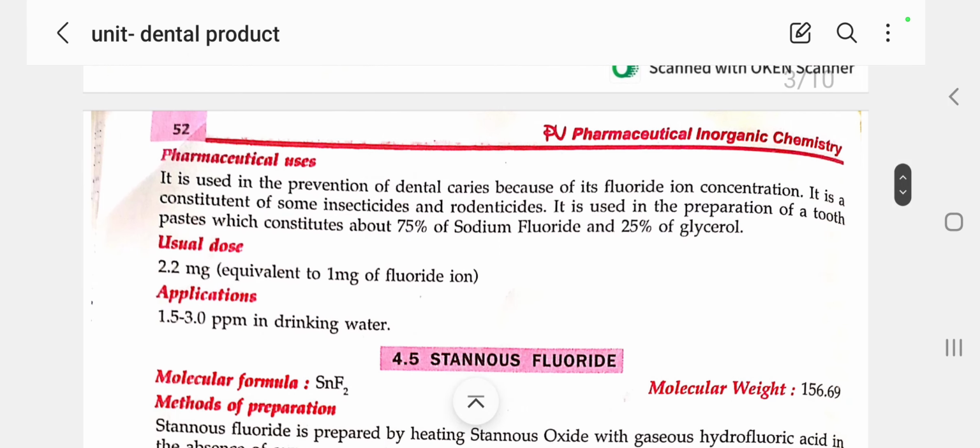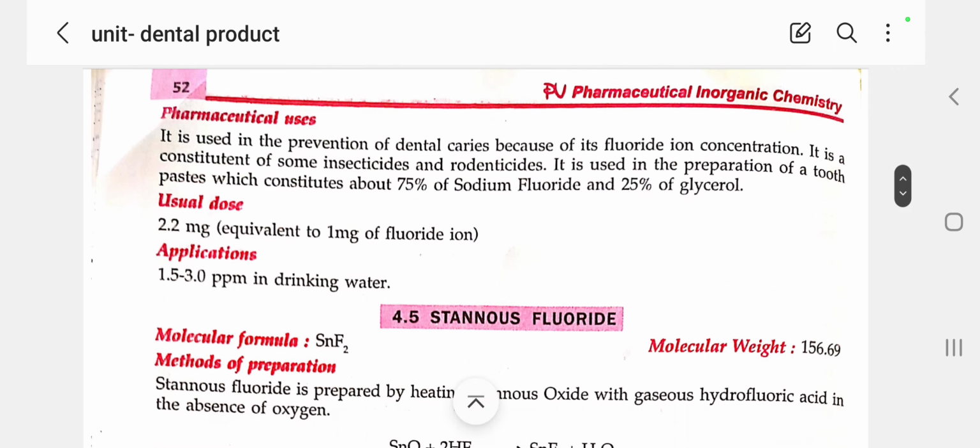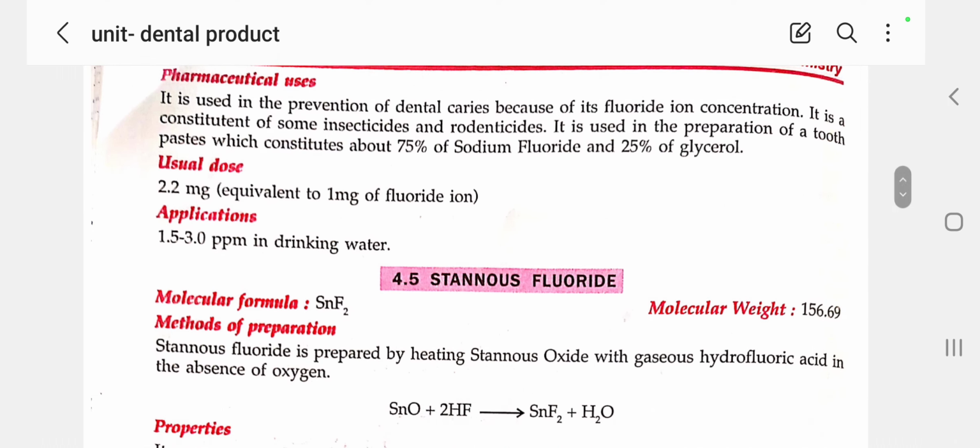As for the pharmaceutical uses, it is used in the prevention of dental caries because of its fluoride ion concentration. It is a constituent of some insecticides and rodenticides, so it may be used along with other compositions in their preparation. It is used in toothpaste, which constitutes about 75% sodium fluoride and 25% glycerol. The usual dose is 2.2 milligrams, equivalent to 1 milligram of fluoride ion. Application is 1.5 to 3 ppm in drinking water.